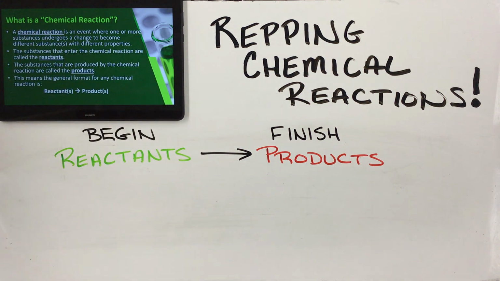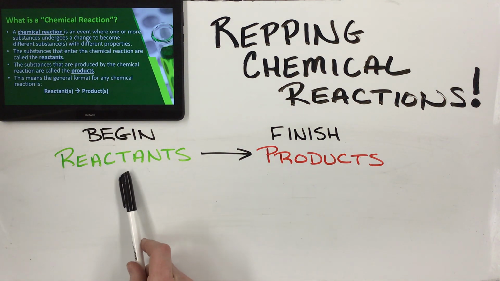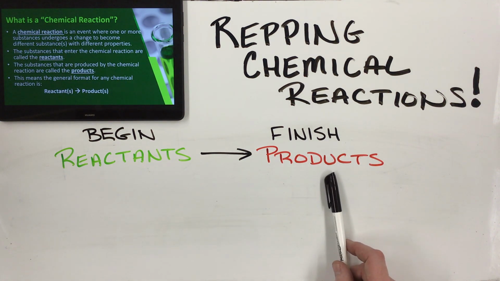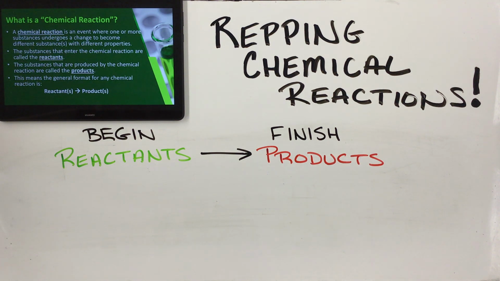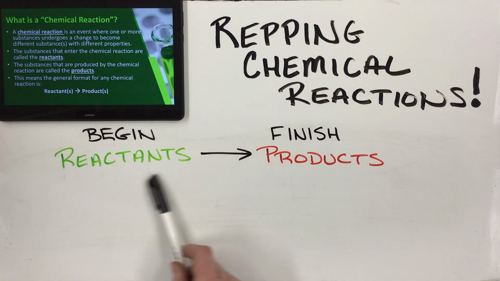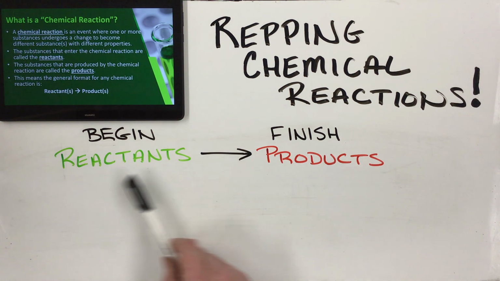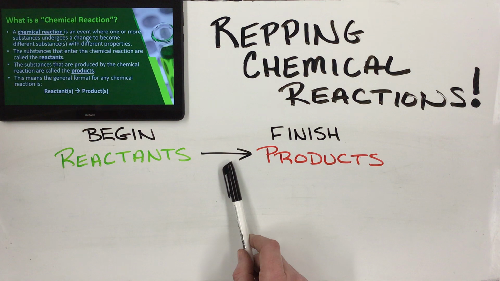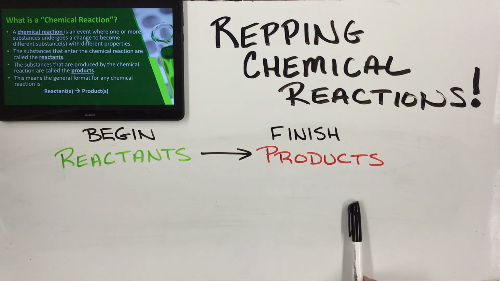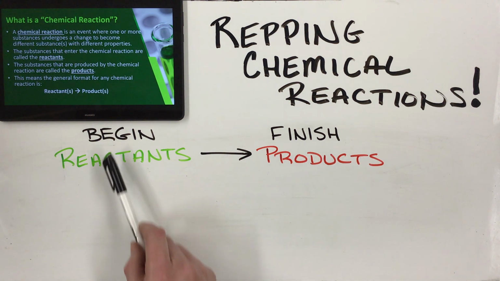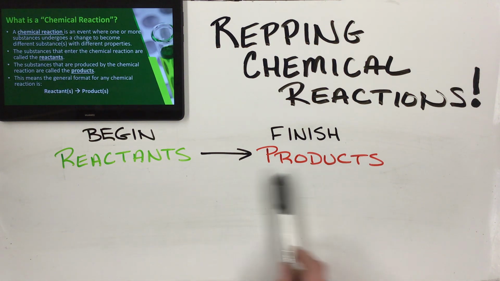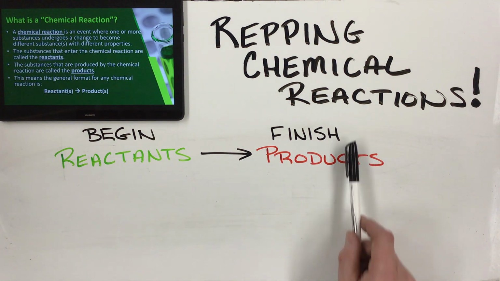The substances that enter the chemical reaction, that begin the reaction, are the reactants. And the substances that finish the reaction, that are formed in that reaction, are called the products. So the general format of any chemical reaction is right here. We have reactants that go on to form products. This yield arrow means these things react and form these things. The reaction between reactants, what we begin with, yields or produces these products, the things that we finish the reaction with.